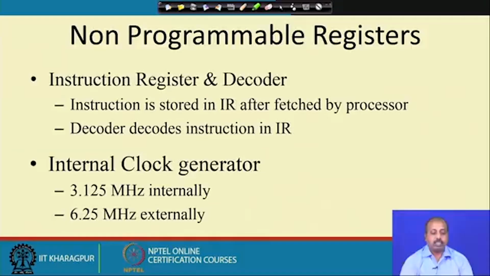And there is an internal clock generator. Internally it is 3.125 megahertz and externally it is 6.25 megahertz. The crystal that is connected is of 6.25 megahertz and the internal clock that is generated is 3.125 megahertz.